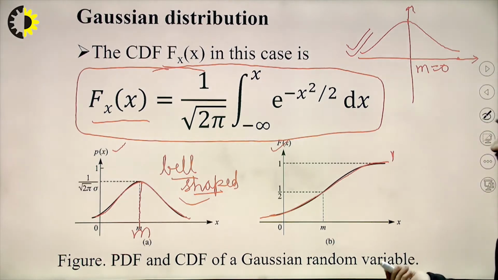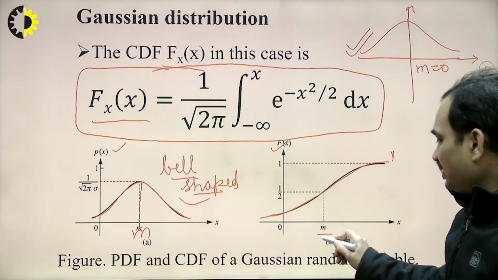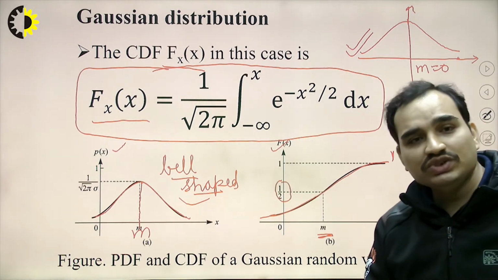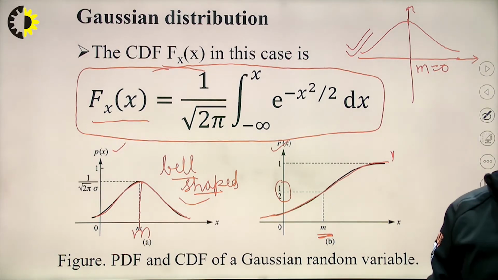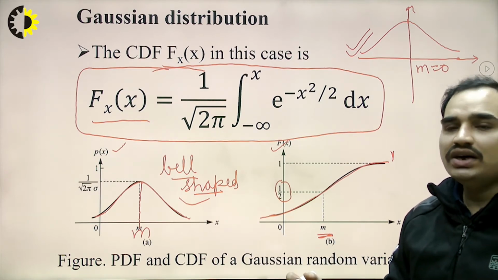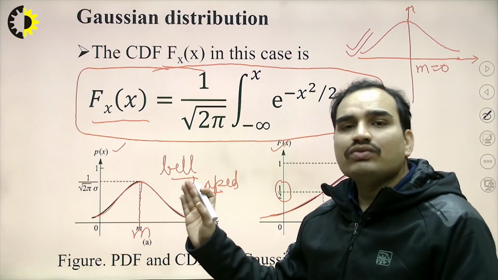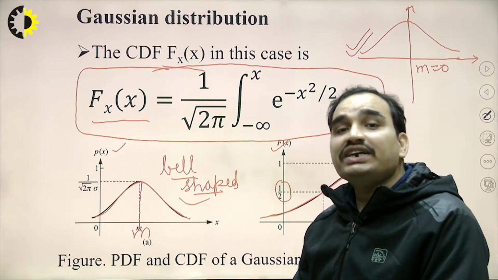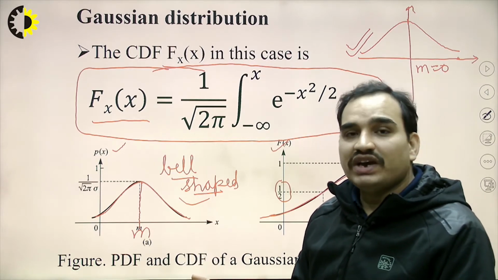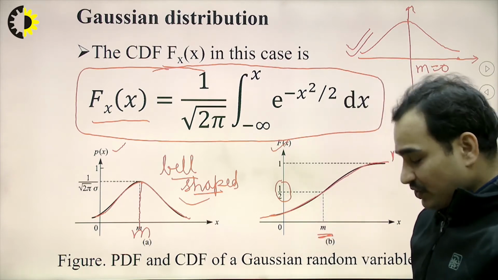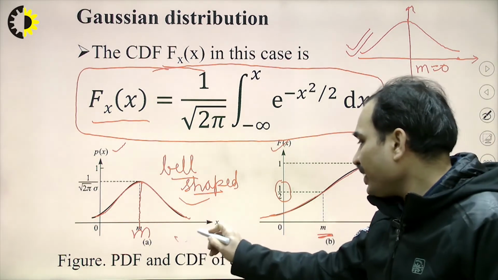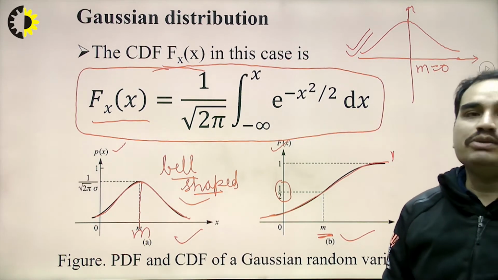Okay. And the mean, as you can see, at a value m, it is equal to 1 by 2. So, we use these values interchangeably while solving the numerical. We must remember the shape of the curve, and if we want to find the area under the curve, we must know whether we are using a standard Gaussian distribution, or a Gaussian distribution which has some mean or variance. So, we have to keep this in mind while solving the numerical. We have shown the PDF and the CDF of the Gaussian random variable x.